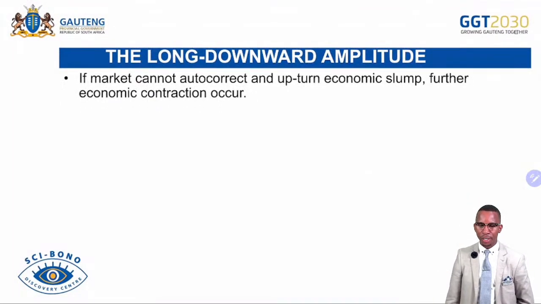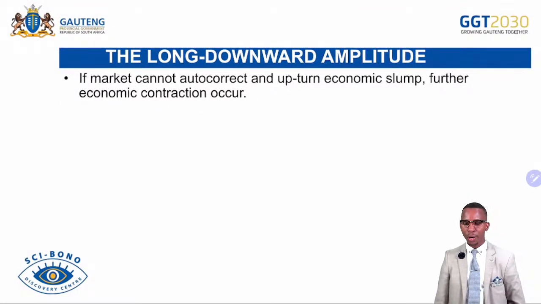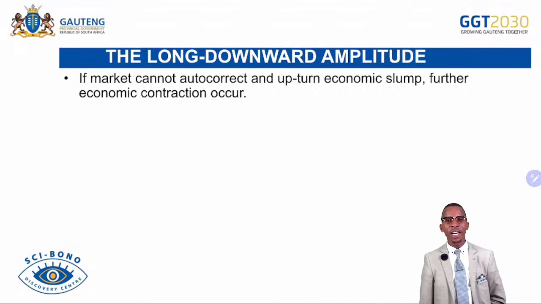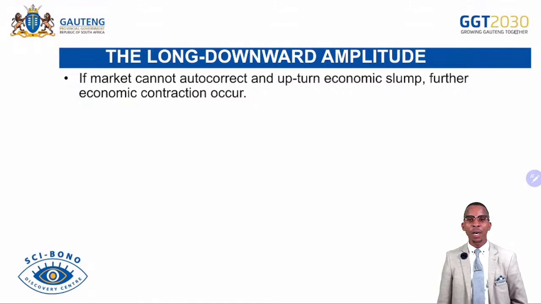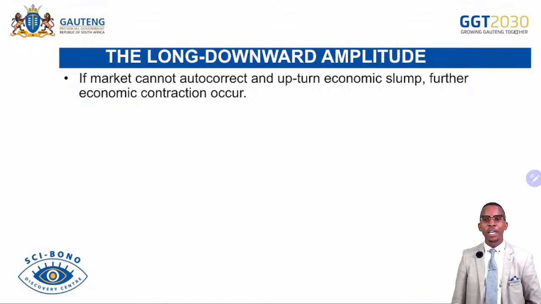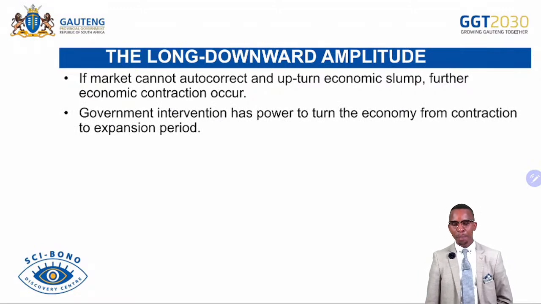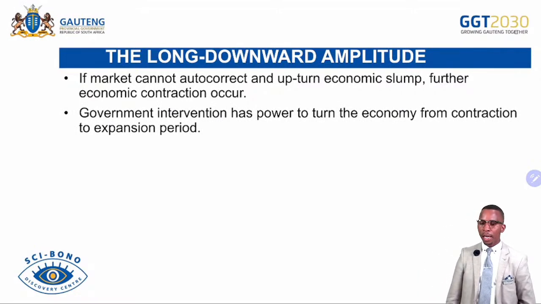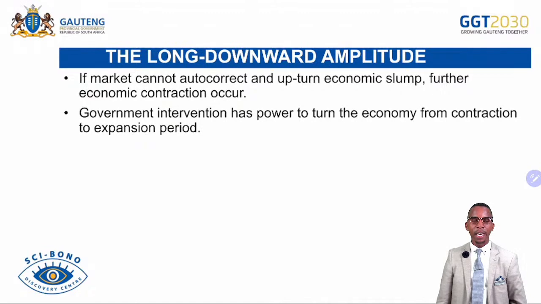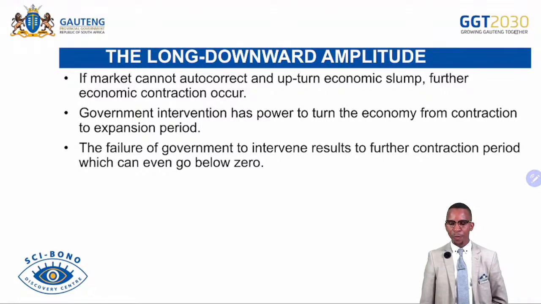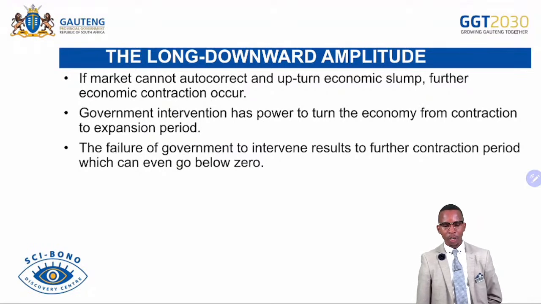So the implication is that if the market cannot autocorrect and obtain an economic slump, a further contraction period will occur. If the government does not intervene by smoothing the business cycle, the contraction period will go further within this business cycle, and a long downward amplitude will be visible and will be seen. Government intervention has the power to turn the economy from the contraction period to the expansion period. So the failure of the government to intervene results in a further contraction period, which can even go below 0.